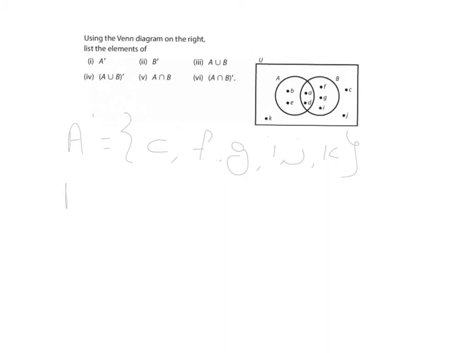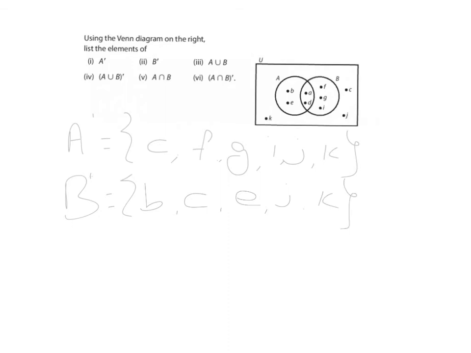Okay, so the next one that we're going to do is B complement. B complement means everything outside of B. So this is B, so we don't count it, it's everything outside it. So it's all these guys. So it's B, C, E, J, and K.